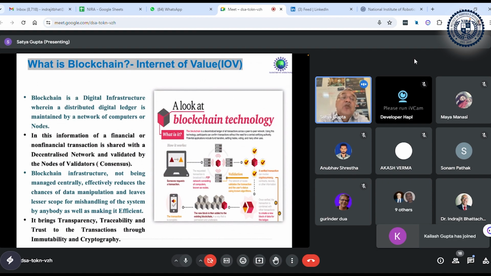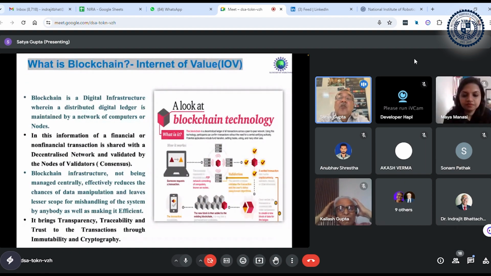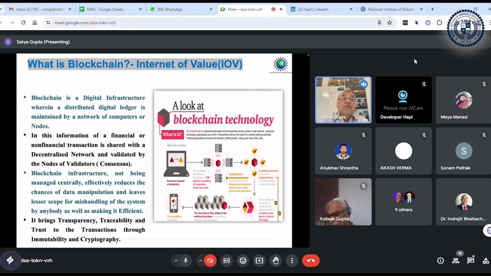And I'm now coming to our main agenda for today's class, that is, what is blockchain? It is also known as Internet of Value. Actually, blockchain is a digital infrastructure wherein a distributed digital ledger is maintained by a network of computers or nodes. Actually, a network of computers is also the internet, which is a network of networks, and blockchain is also a digital infrastructure. Basically, it is also known as distributed ledger technology. So there is a ledger, there is data, but it is distributed.